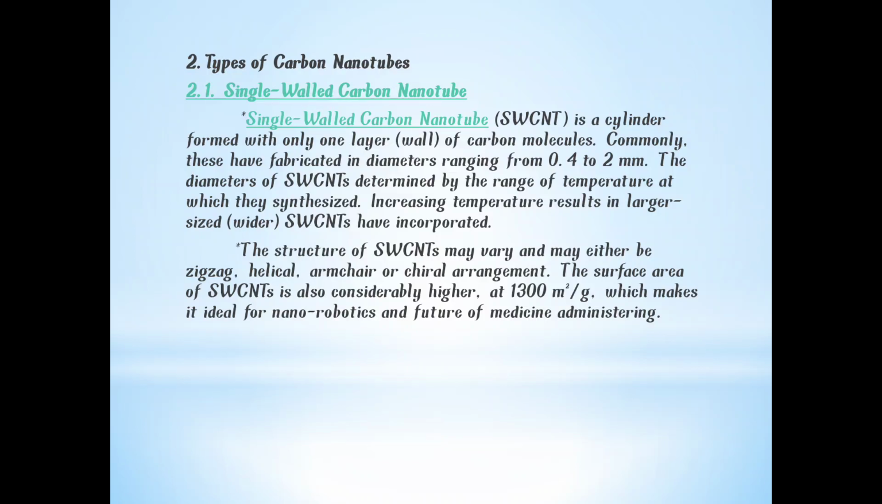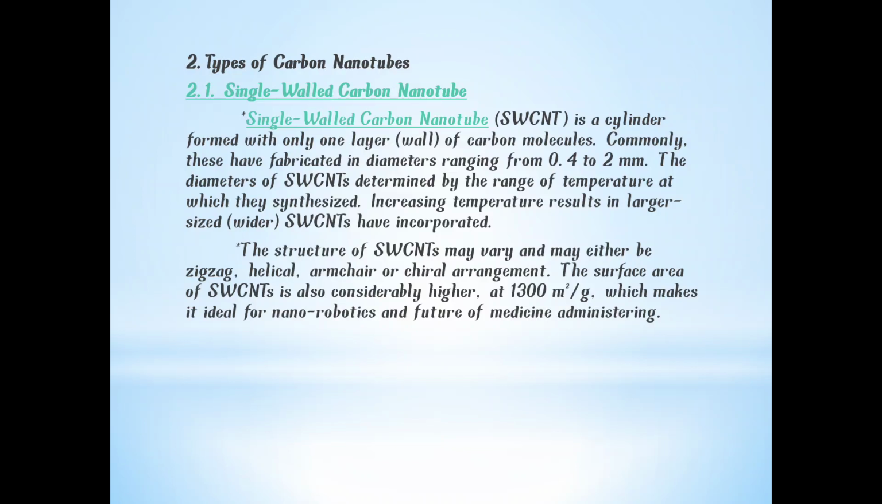Types of carbon nanotubes. Single walled carbon nanotube. A single walled carbon nanotube is a cylinder formed with only one layer of carbon atoms. Commonly, these are fabricated in diameters ranging from 0.4 to 2 nm. The diameters of single walled carbon nanotubes are determined by the range of temperature at which they are synthesized. Increasing temperature results in larger sized single walled carbon nanotubes.